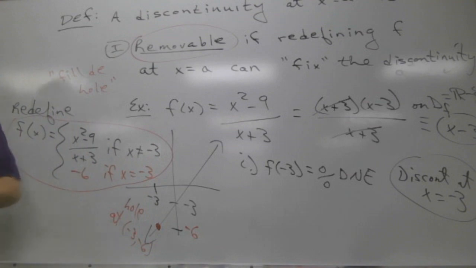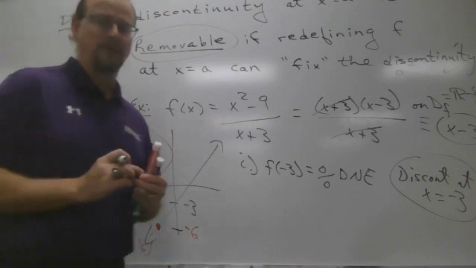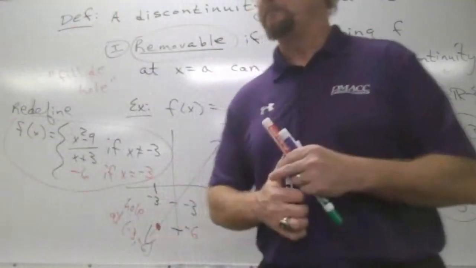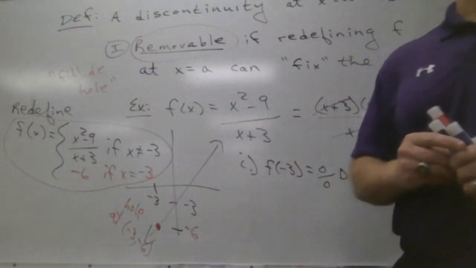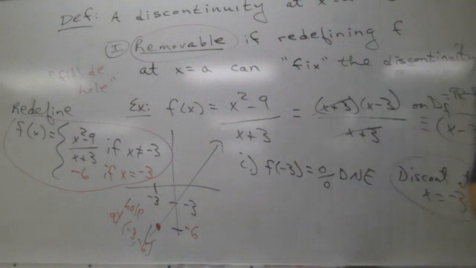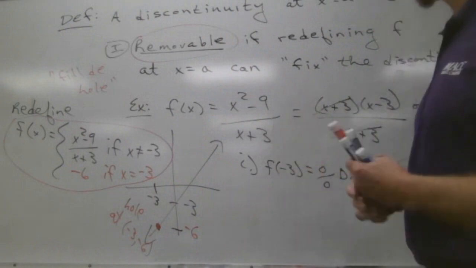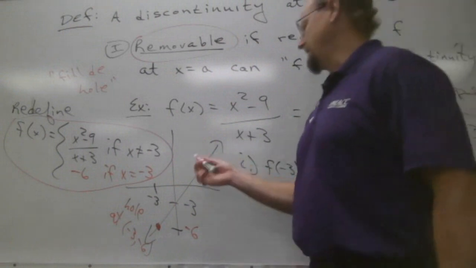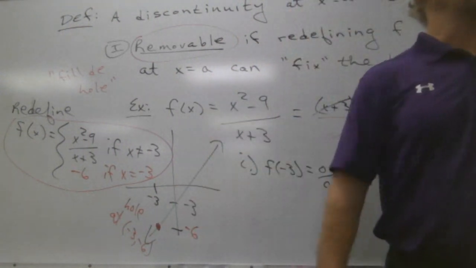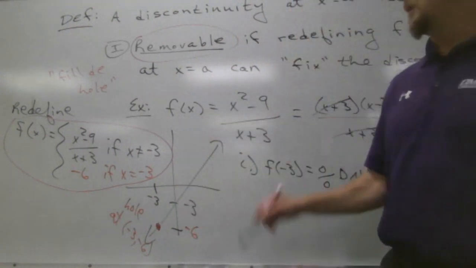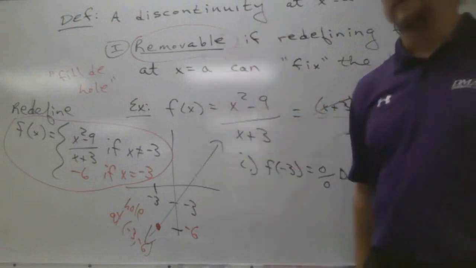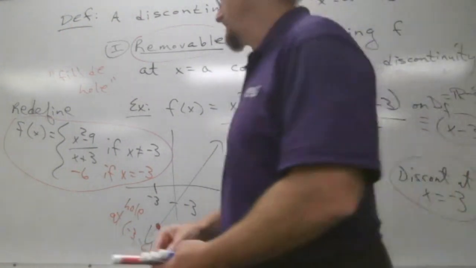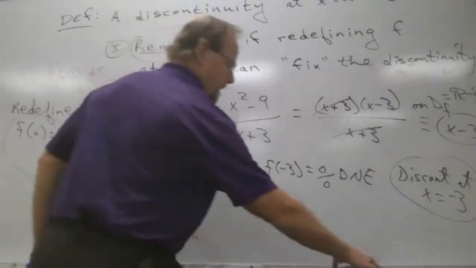Okay? So basically, a removable discontinuity, we can fill the hole. Okay? All good with that? So basically, besides finding out where functions are discontinuous and continuous, when we have a discontinuity, we want to know what type it is. Okay? So if it's an asymptote, most likely it's going to be an essential discontinuity.